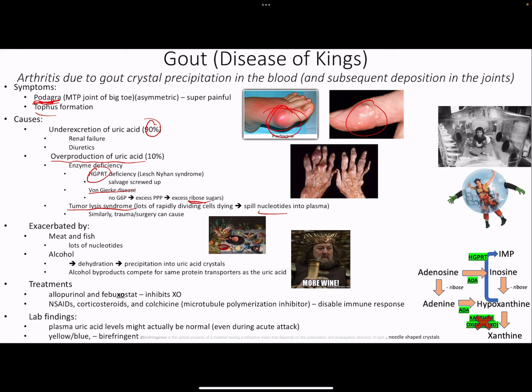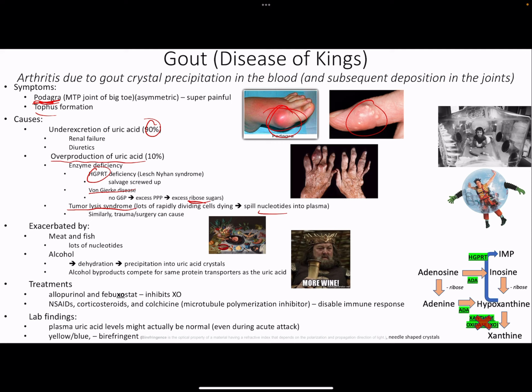Additionally, surgery or trauma, like getting into a car accident or having surgery. It's not necessarily like the cancer, where you're making a lot of nucleotides, but it is the second part: if you're damaging a bunch of cells, they're going to spill a bunch of nucleotides out into the blood. That can cause too much uric acid, which can cause gout.